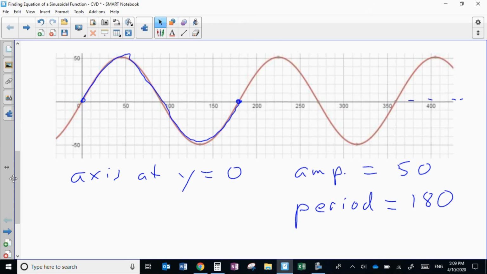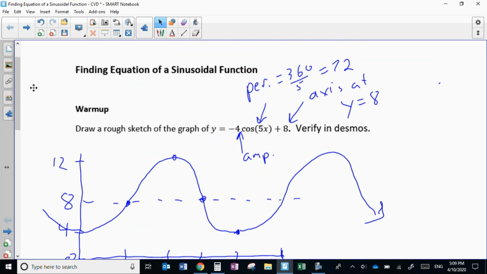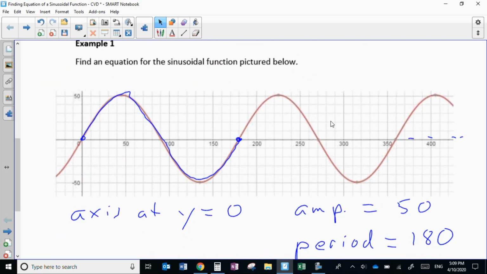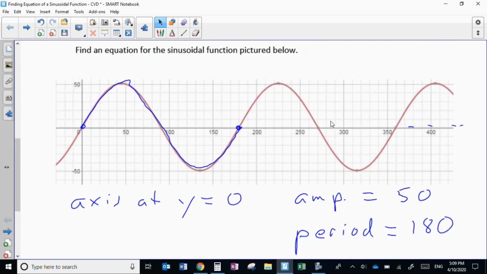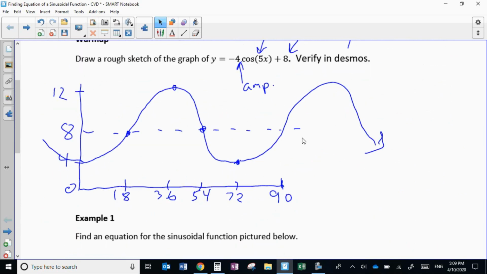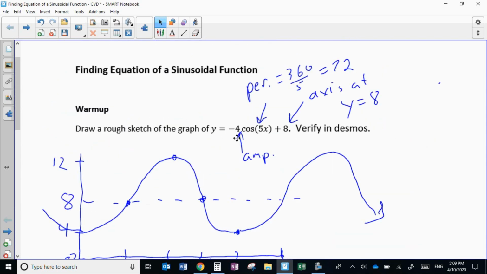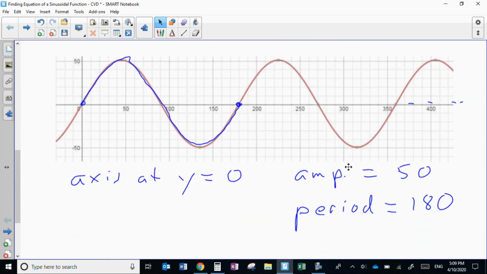So it must be that we horizontally compressed this graph by a half. So that means that this number right here, which was a 5 in the above example, is now going to have to be a 2. The last thing we need to realize too, we know the last number will be 0 instead of 8 because our axis was at 0. And we know that our starting value, I often call it our A value, is going to be 50 instead of 4.